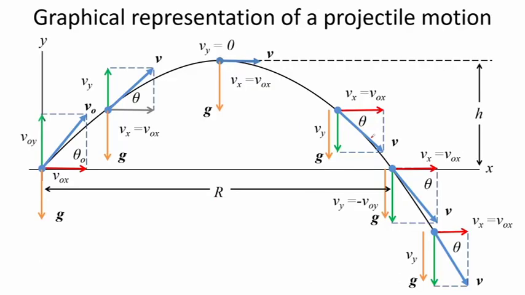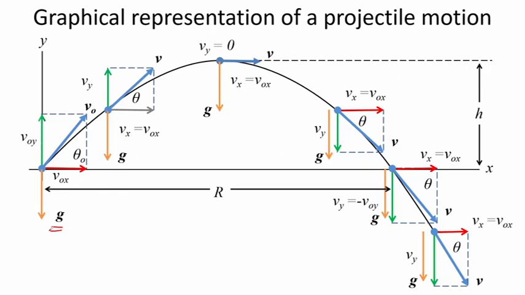Shown in the figure is a graphical representation of projectile motion. As you can see, we use vectors to denote the magnitude and direction of a projectile. The blue lines represent the velocity vector, while the green and red colors represent the components of the vector. We also see a solid orange arrow. It represents the acceleration of the projectile, which is the acceleration due to gravity.